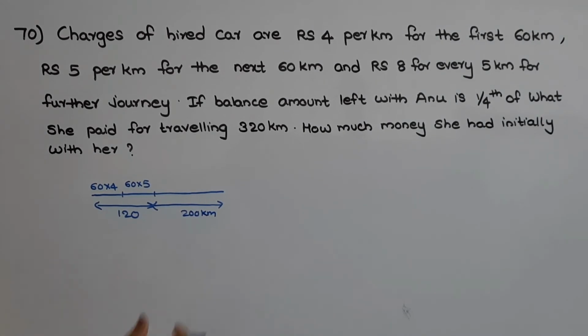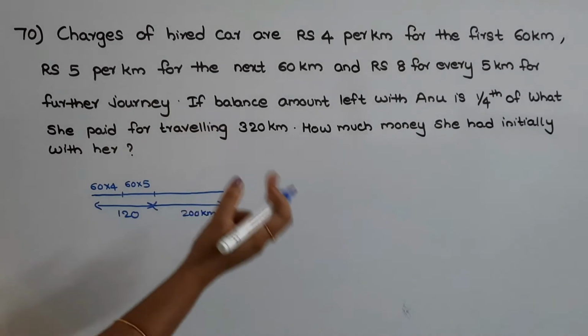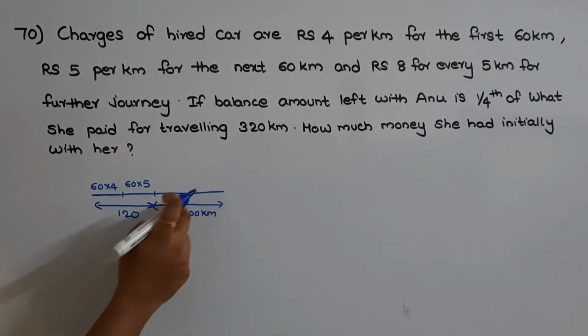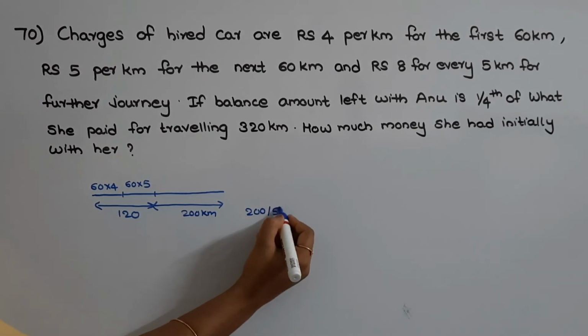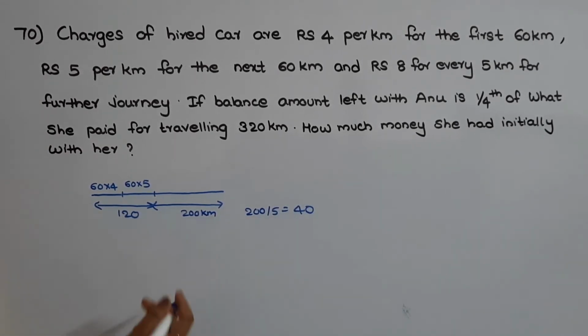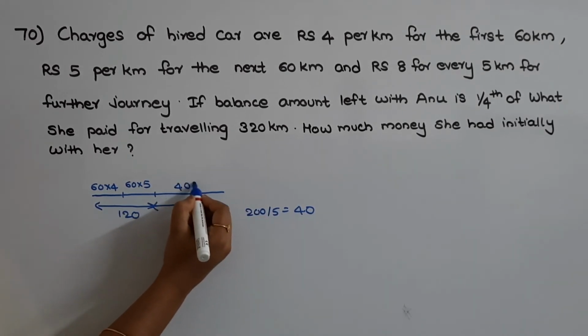Okay. So for this 200 kilometers, she had to pay rupees 8 for every 5 kilometers. So how many 5 kilometers are there in this 200? That is 200 by 5. That is equal to 40. So the money she had to pay for this 200 kilometers is this 40 into 8.